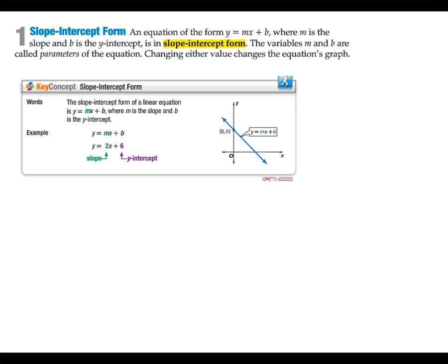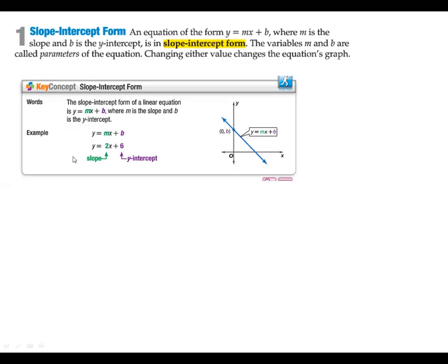So the variables m and b are called the parameters of the equation. Don't let that scare you. That's just a fancy way of saying that m and b stand for the slope and the y-intercept. And if you change the slope or the y-intercept, it changes the way the graph looks. So in words, the slope-intercept form of a linear equation is y equals mx plus b, where m is the slope and b is the y-intercept.